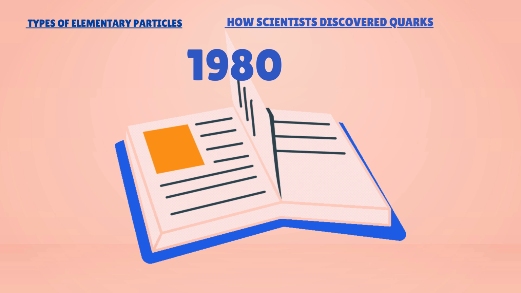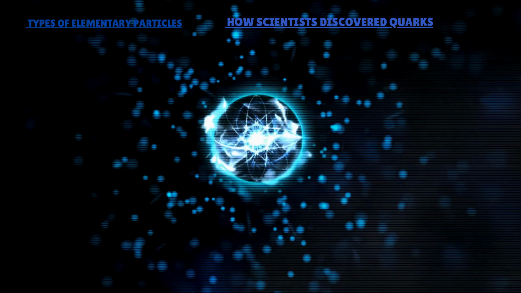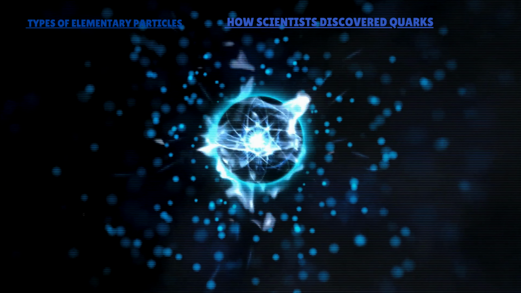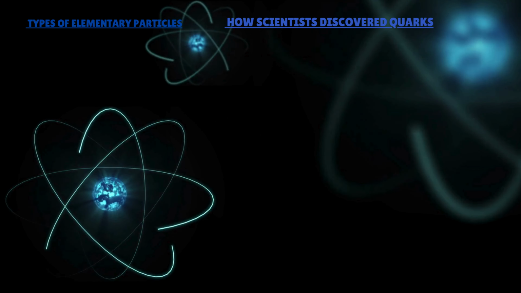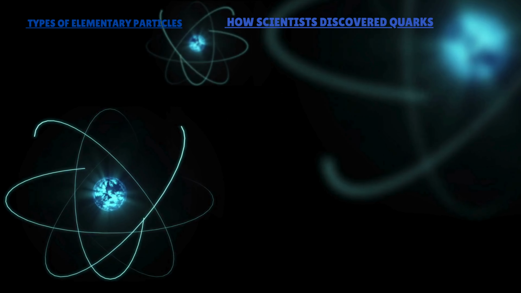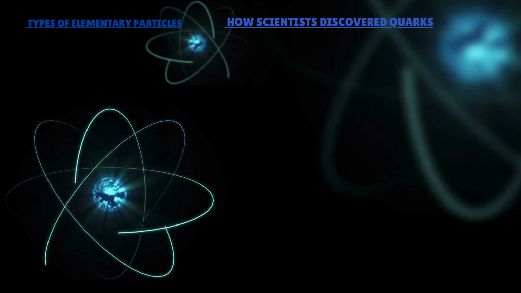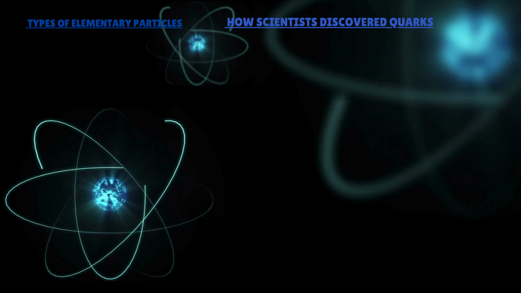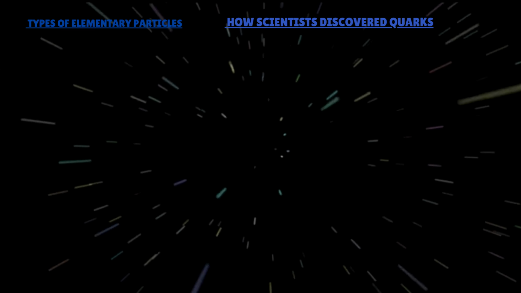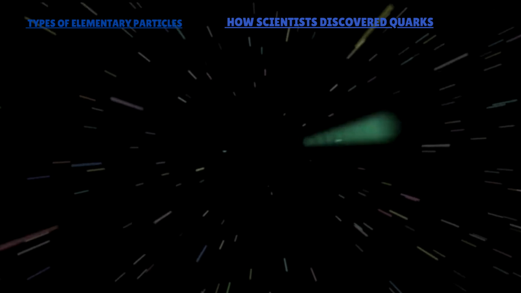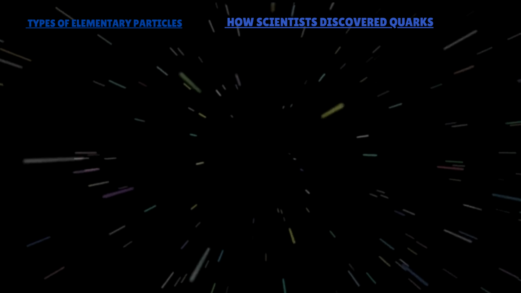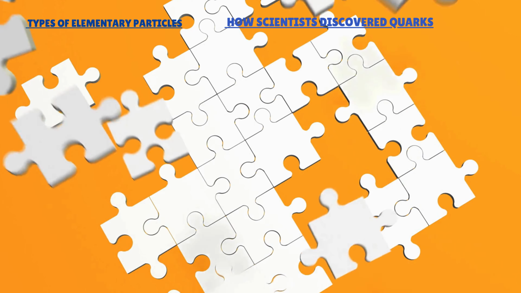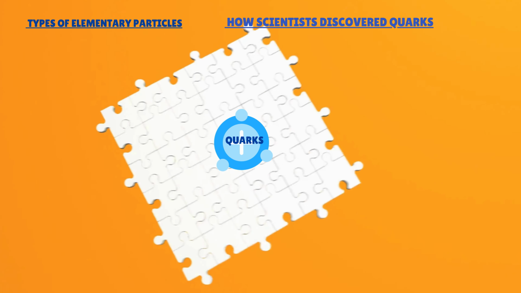Fast forward to the 1980s. Scientists decided to try again, using a method called deep inelastic scattering. This time, they fired even more powerful electrons at protons and carefully watched how the protons broke apart. Guess what they saw? The protons broke into smaller parts, just like Gell-Mann had predicted. These tiny parts were quarks. It was like they solved a mystery, piecing together clues to discover something hidden inside protons.